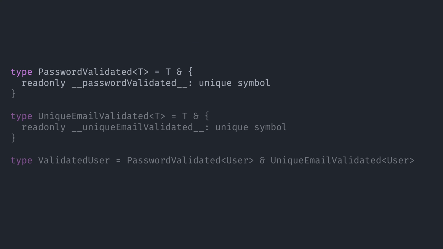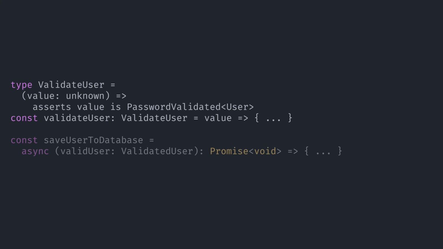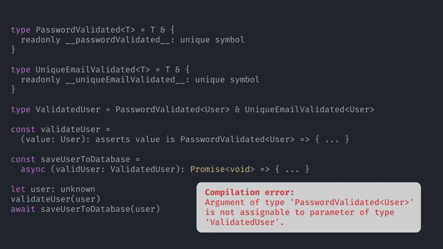We can create a secret property to indicate that the password length has been validated, and another to indicate that the email doesn't belong to another user. Also, we can have a union type called ValidatedUser, which is equal to a user that has both validations. With that in place, we can change the signature of validateUser to assert that the value is not just a user, but a password validated user. And we can also change the signature of saveUserToDatabase to make it only accept users that have already been fully validated. With that structure in place, I am weirdly happy to say that our code would not compile.